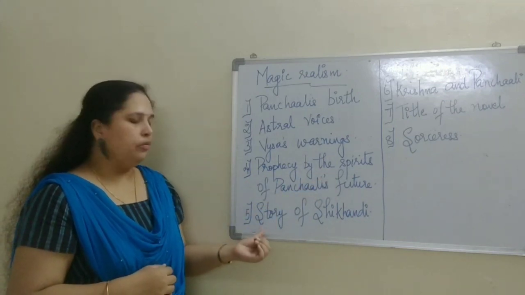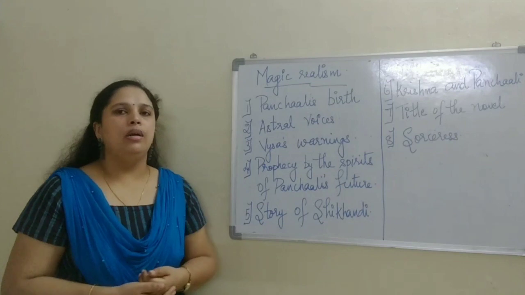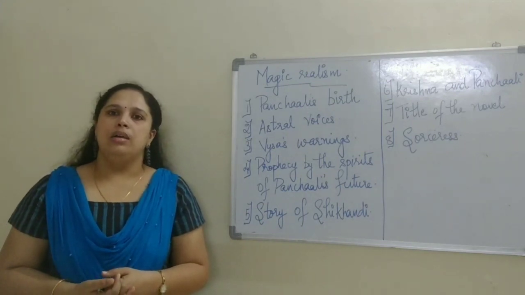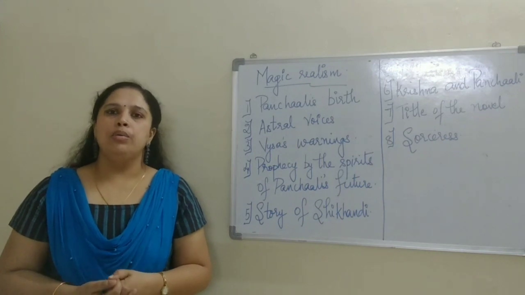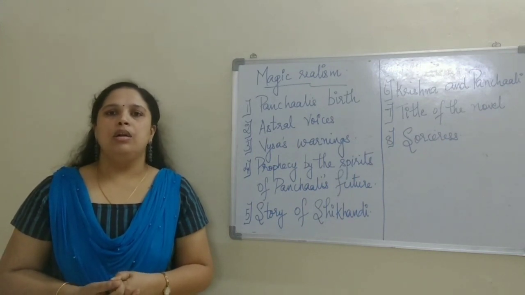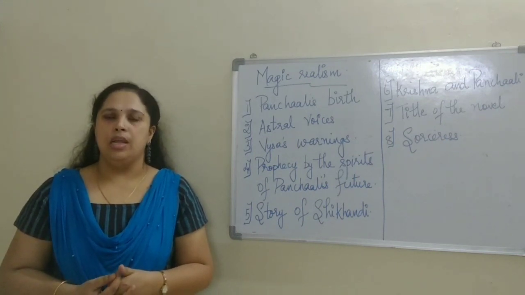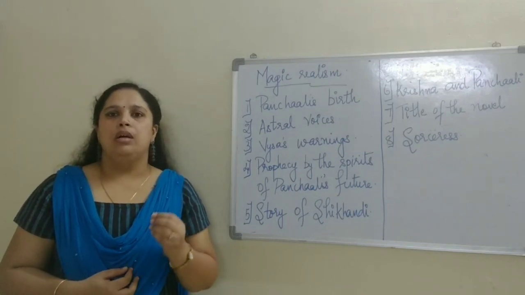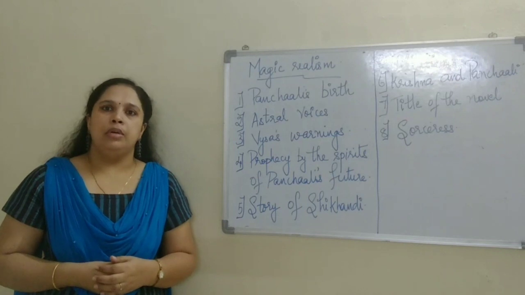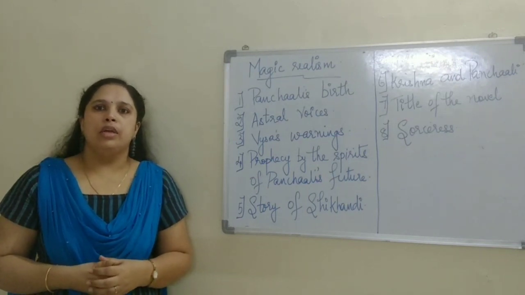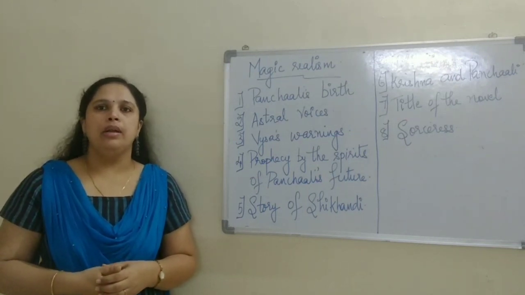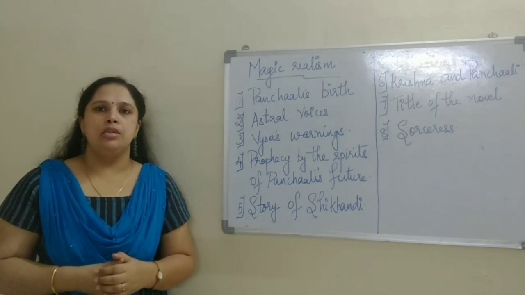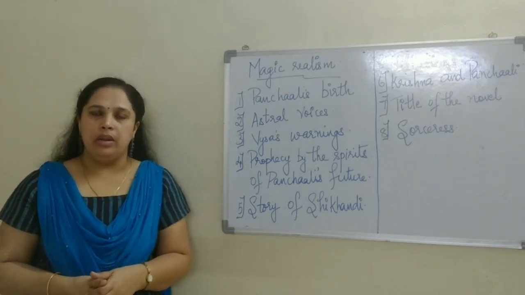Now coming to the 5th one, story of Shikhandi. So who is Shikhandi? We all know that Shikhandi is the rebirth of Amba. Now who is Amba? Amba is the daughter of the King of Kashi. Amba, Ambika and Ambalika, the 3 are the daughters of the King of Kashi. Now Bheeshma abducts the 3 daughters of the King of Kashi and presents them to the then crowned prince of Hastinapur, that is Vichitravirya.